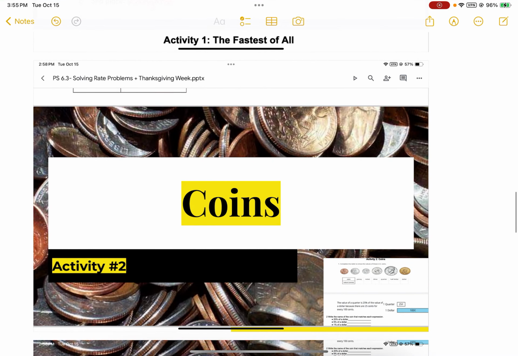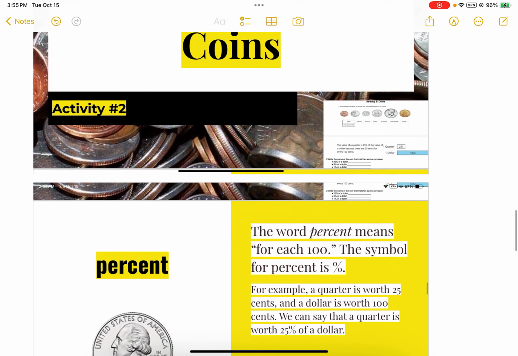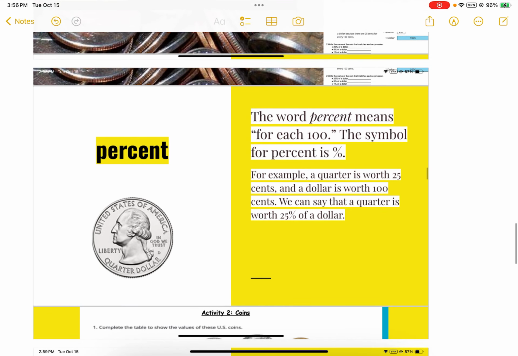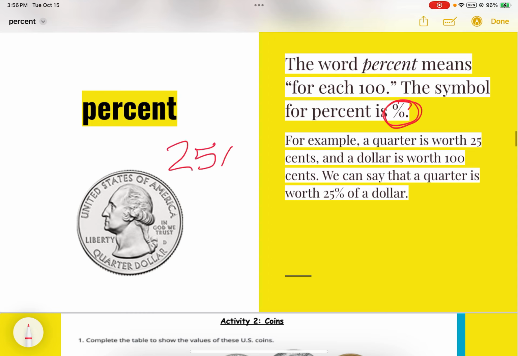Okay, activity 2 is coins. So this is where we're going to introduce percents. The word percent means for each 100. The symbol for percent is what you know. You've probably seen this percentage sign. But when we say 25%, that means 25 out of 100, or 25 out of each 100.